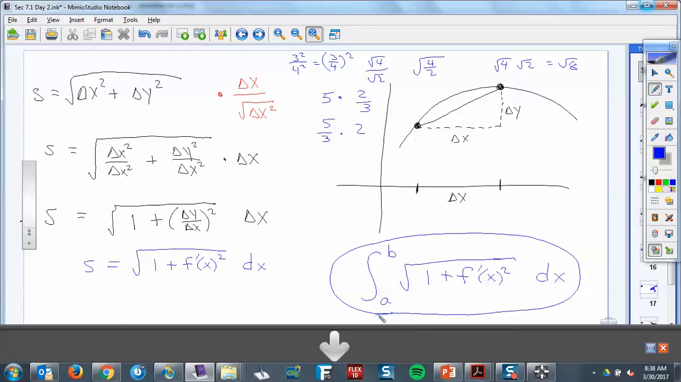So, a very simple problem. Typically you're going to be given a function, and they're going to say, find the length of the curve from 2 to 5. Well, what are you going to do? You're going to take the derivative, square it, plus 1, square root, write that out, dx, 2 to 5. Type it in your calculator and get your answer. It is not hard at all.